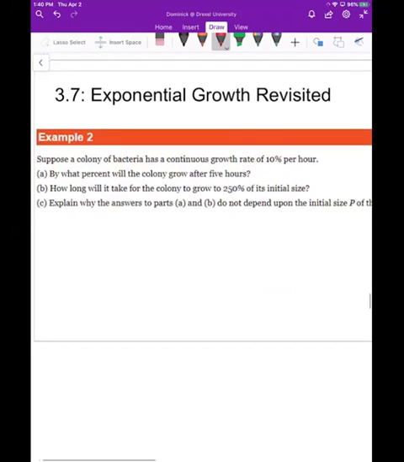Okay, so for example, here we have a colony of bacteria that has a continuous growth rate of 10% per hour. So of course, that first point there tells us that R is 0.10. All right, now again, the fact that we're using a continuous growth rate tells us that we're doing P times e to the RT. Now in part A, we want to know by what percent will the colony grow after 5 hours? Well, if we are not given any initial amount, we can assume that P is 1 and that our initial amount, whatever quantity larger than 1 we get, that's the sort of percent increase, right? And then of course, R was the 0.10 and T is equal to 5.